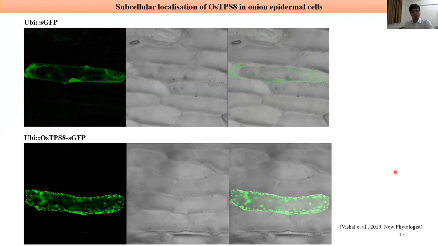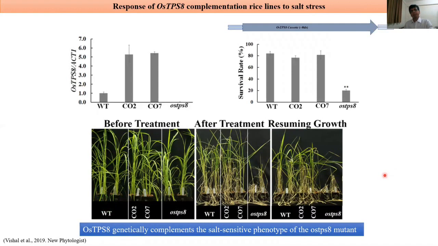Now we have shown that due to the loss of function of this mutation, the salt sensitive phenotype is there. But to confirm that, the first thing that needs to be done is the genetic complementation. What we did, we used the mutant line and complemented this mutant line with the native cassette of OsTPS8, that is around 8 kb, starting from the promoter to its terminator. You could see we got a fairly elevated level of OsTPS8 in the two independent complementation lines.